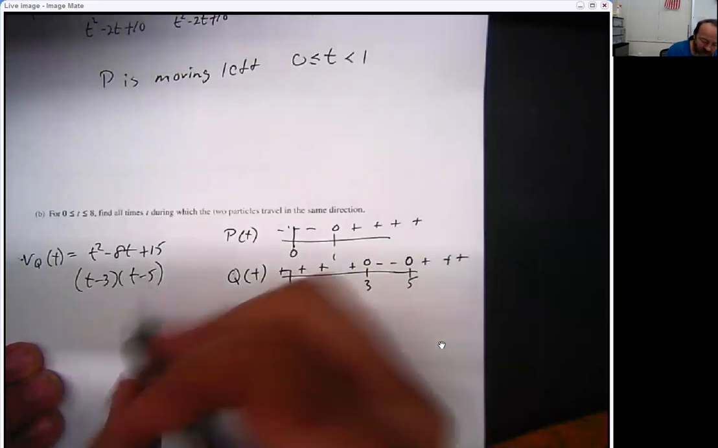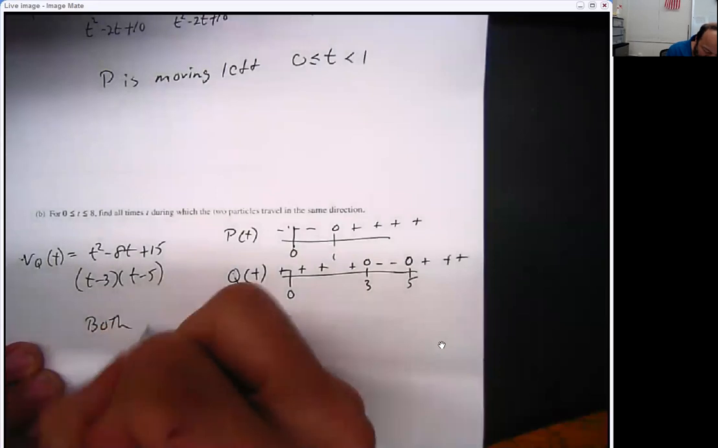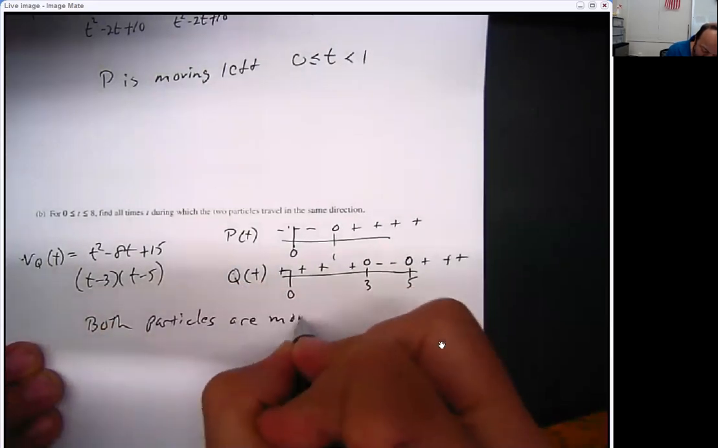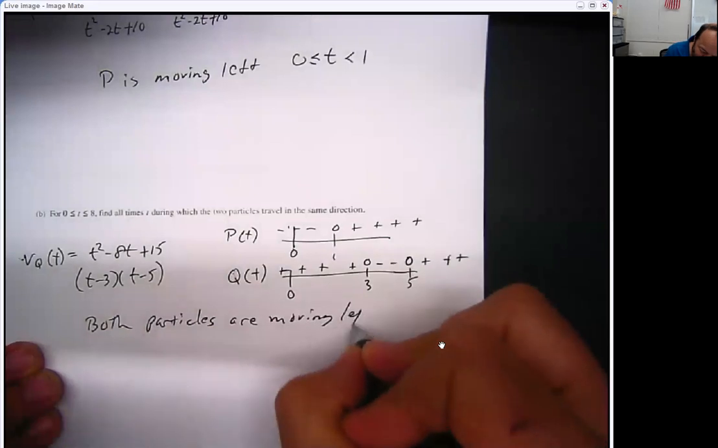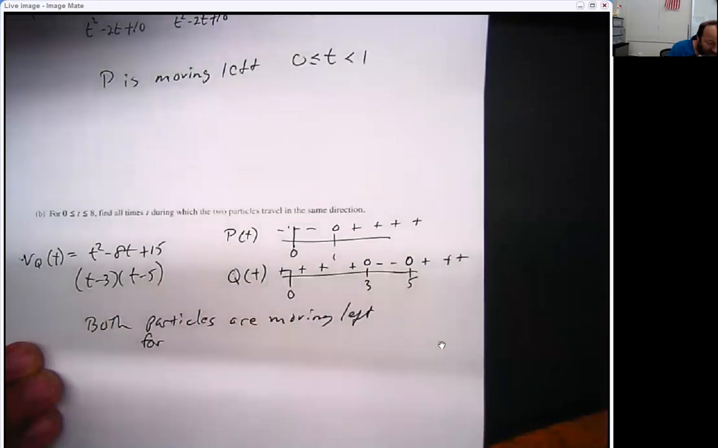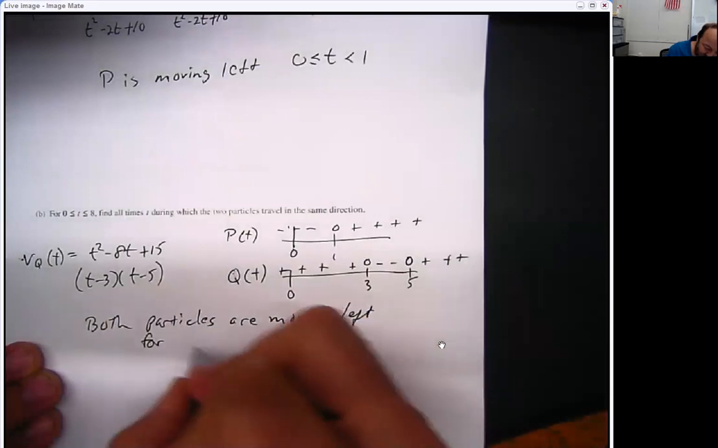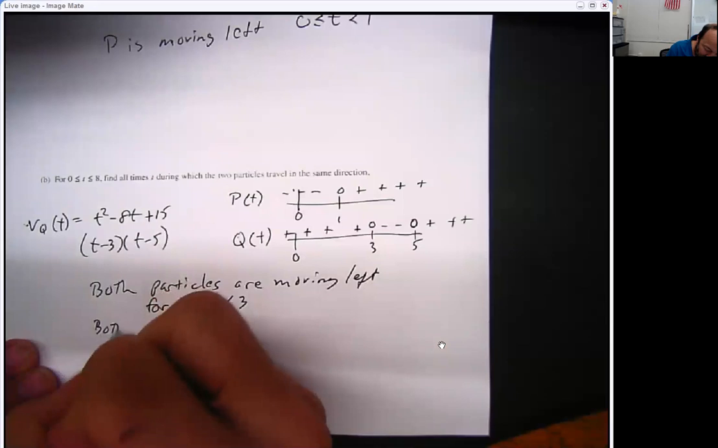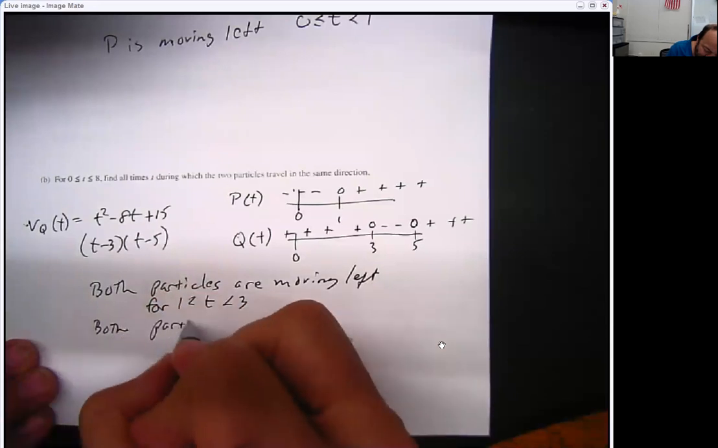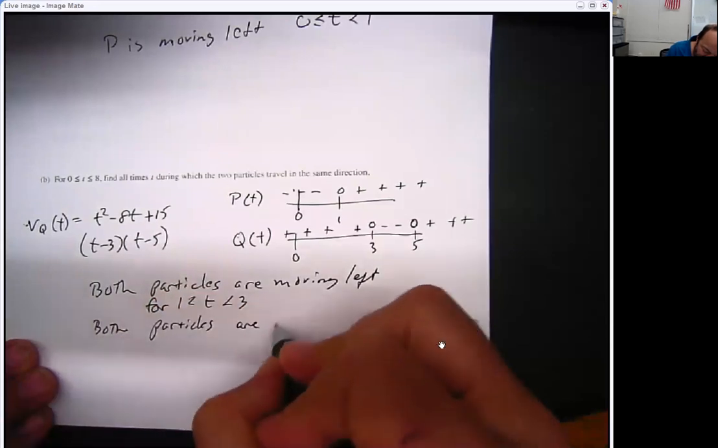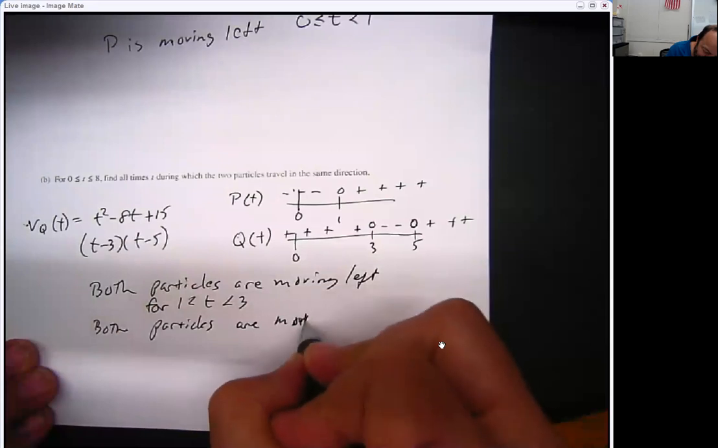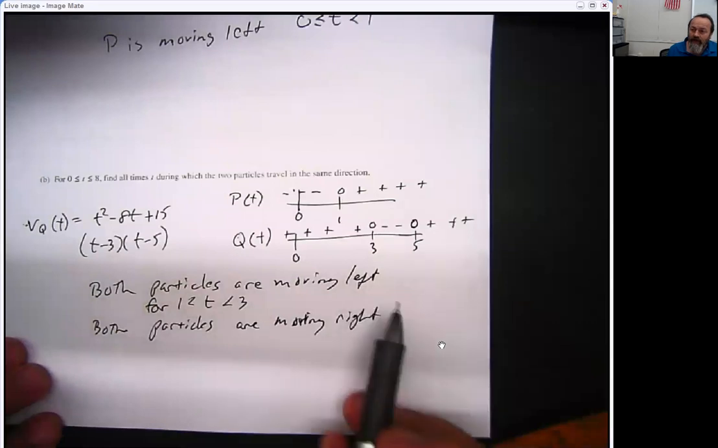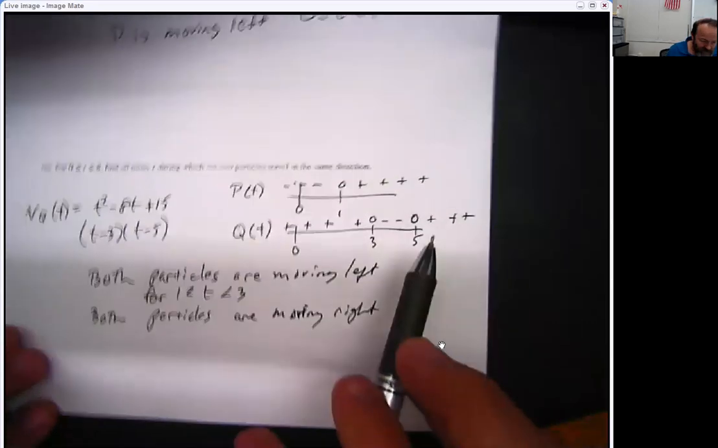So I'm just going to simply say that both particles are moving left for values of t specifically that are between 1 and 3. And then in the same way, I could say both particles are moving right in that other region up here that starts at 5 and moves till 8.